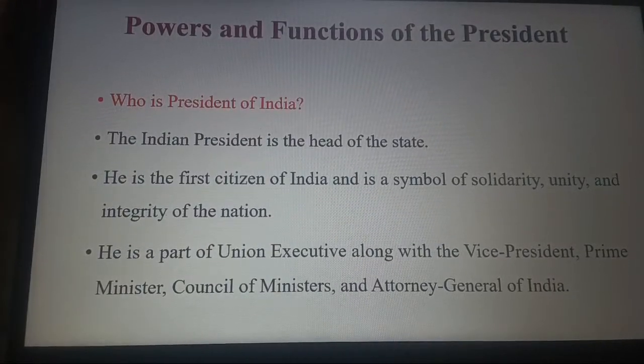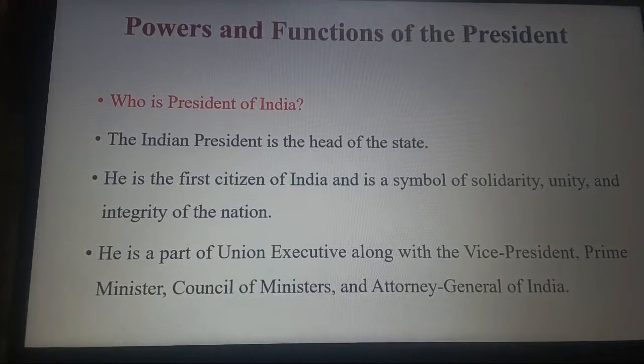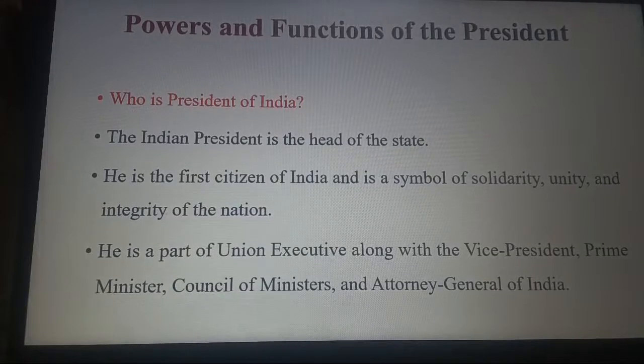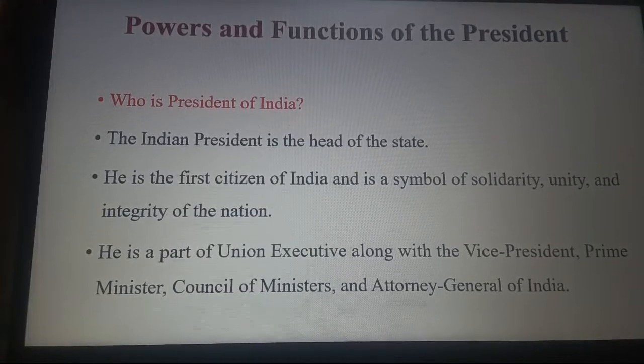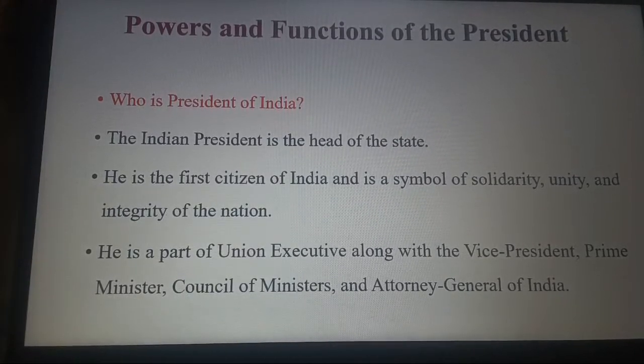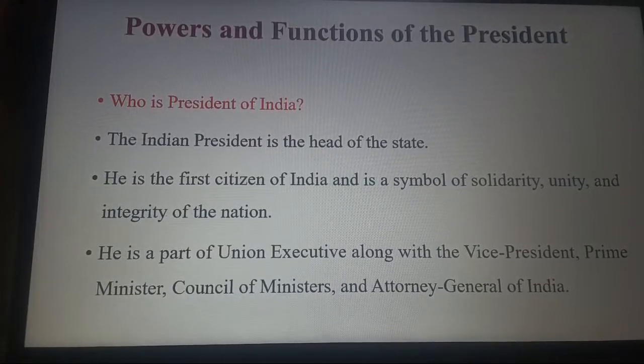Who is the President of India? Powers and functions of the President. The Indian President is the head of the state. He is the first citizen of India and is a symbol of solidarity, unity and integrity of the nation. He is a part of the Union Executive along with the Vice President, Prime Minister, Council of Ministers and Attorney General of India.